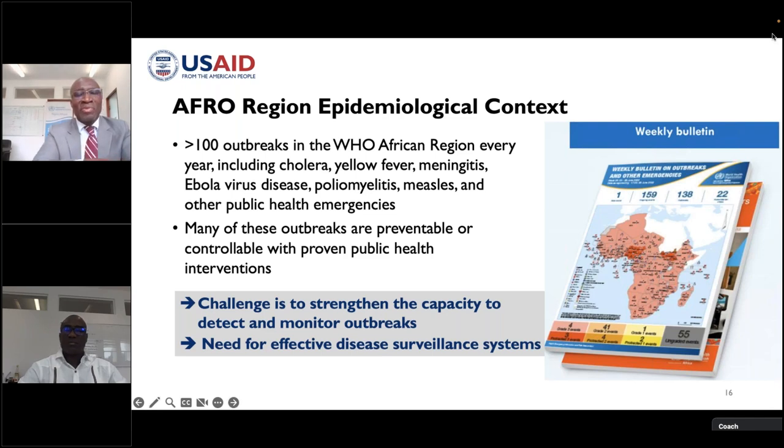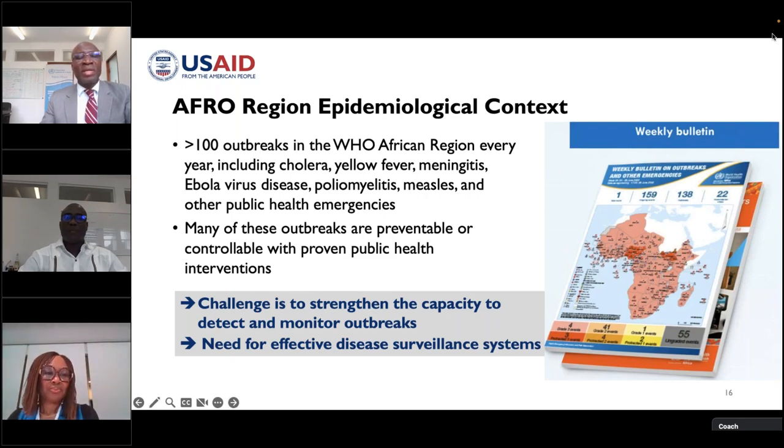So, as a background, this is the slide that I always present to show the high volume of outbreaks that we are dealing with in the Africa region. We are dealing with more than 100 outbreaks every year. This is based on analysis that we conducted for data coming from 22 years of data collection, which also shows an increase in zoonotic disease outbreaks. So to reduce the volume of outbreaks as well as the impact, our challenge is really to strengthen the capacity to detect early and to monitor the outbreaks when they happen.